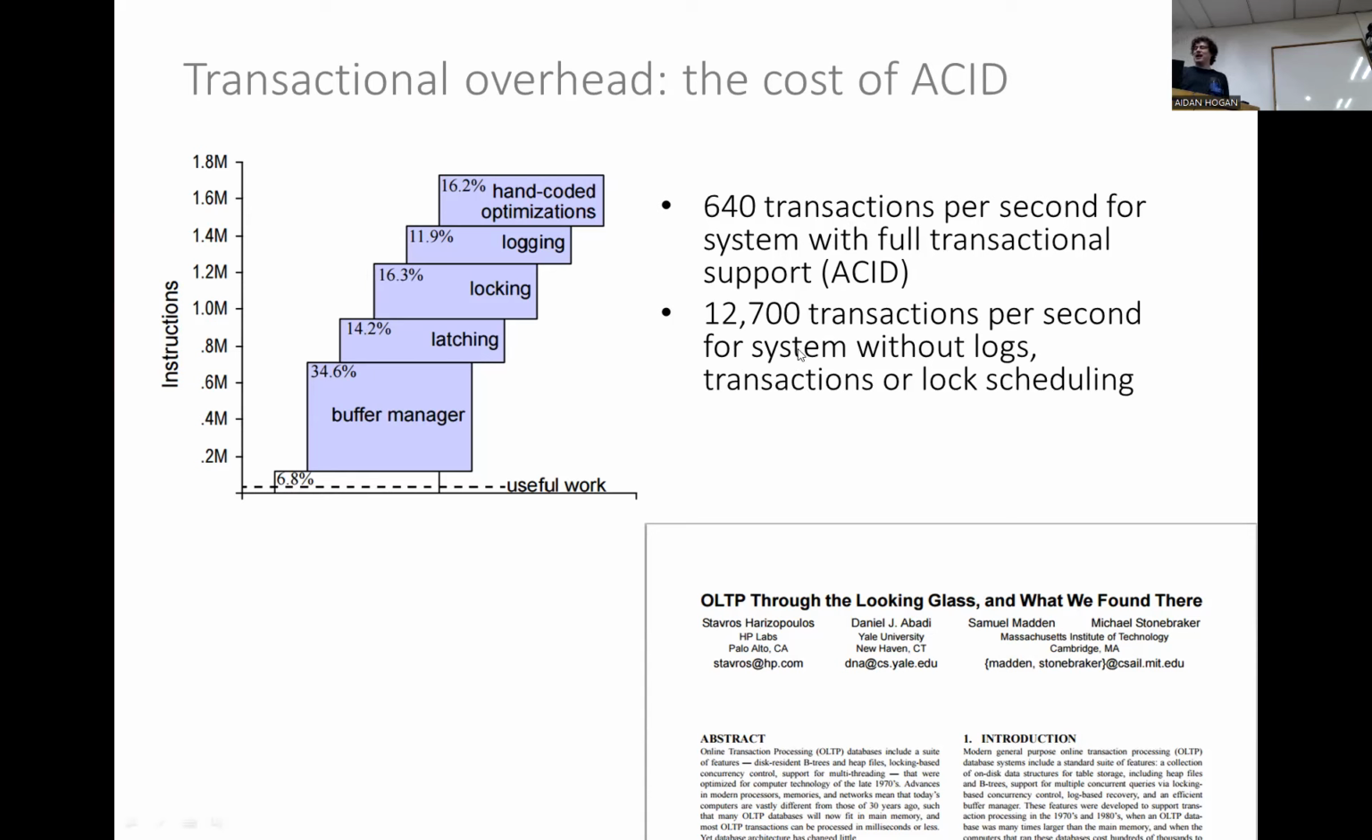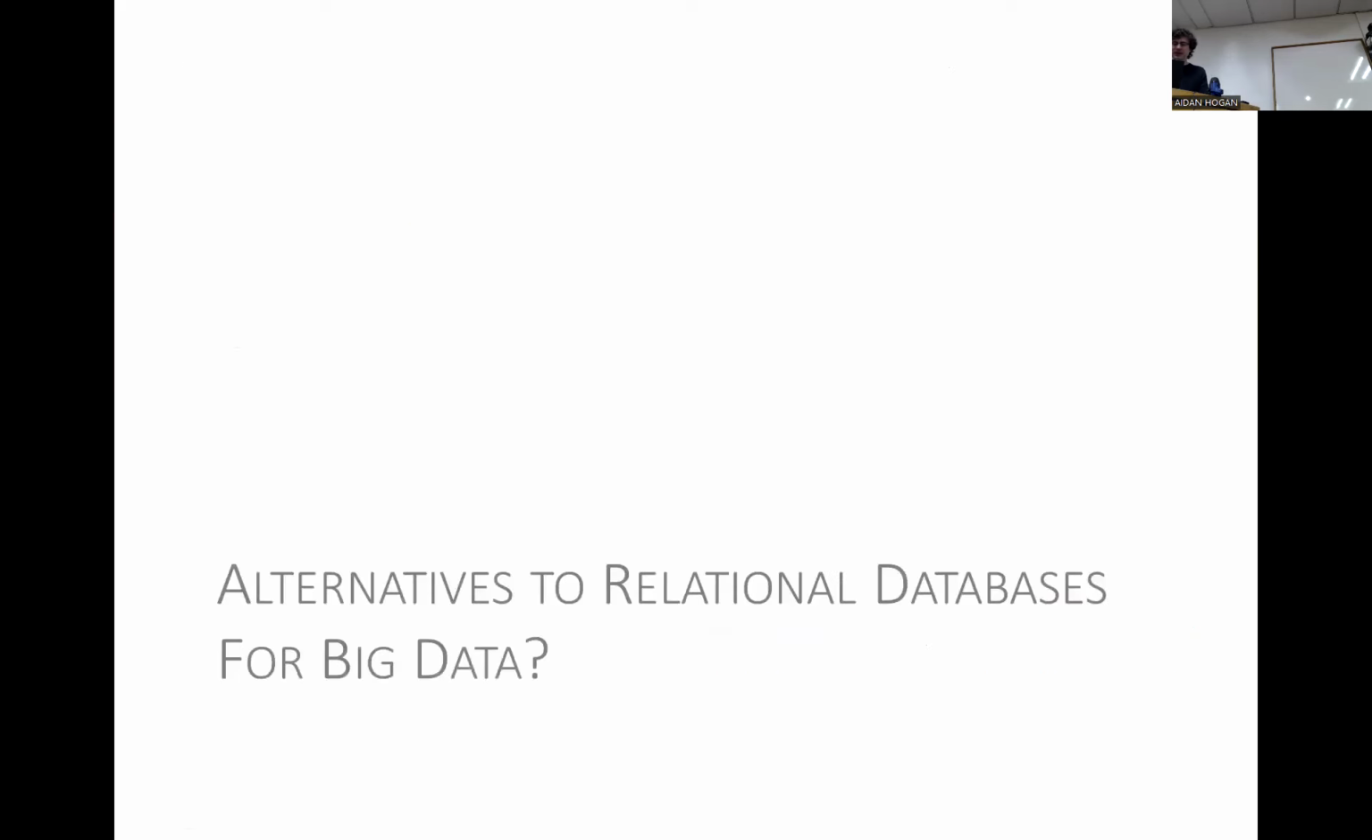Without transactions, the database could process up to 12,000 transactions per second. So transactions have a high overhead. ACID has a high overhead. SQL, very convenient, but has a high overhead as well.